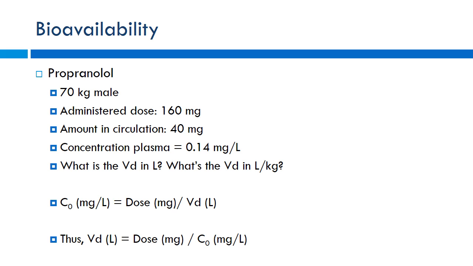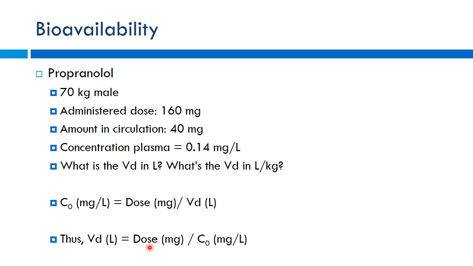All right, so let's say, for instance, we have a 70 kilogram male, pretty prototypical 70 kilo male. We're administering 160. We said that 40 milligrams get into the systemic circulation. Let's say we were to measure that patient's plasma, and it's 0.14 milligrams per liter. Okay, so based on this, can we determine what the volume of distribution would be for this drug? Absolutely. Remember, the C0, or that initial concentration, equals dose over VD. As long as you remember that relationship, you can answer any of these questions, right? So if I were to figure out the VD, I need to rearrange the equation. I get VD equals the dose of the drug that we gave divided by that C0, okay?